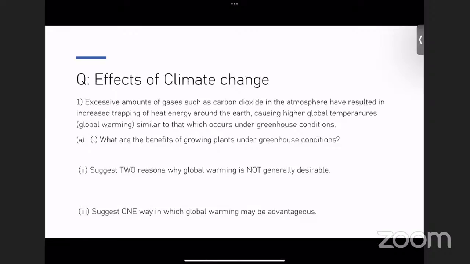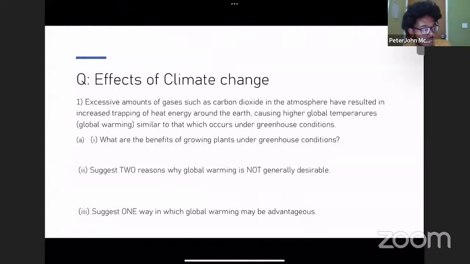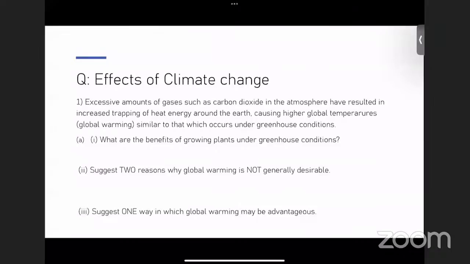What are the benefits of growing plants under greenhouse conditions? All right, can somebody tell me that? Anybody does the agriculture? Sir, you can increase the levels of carbon dioxide, which increases the rate at which the plant grows.